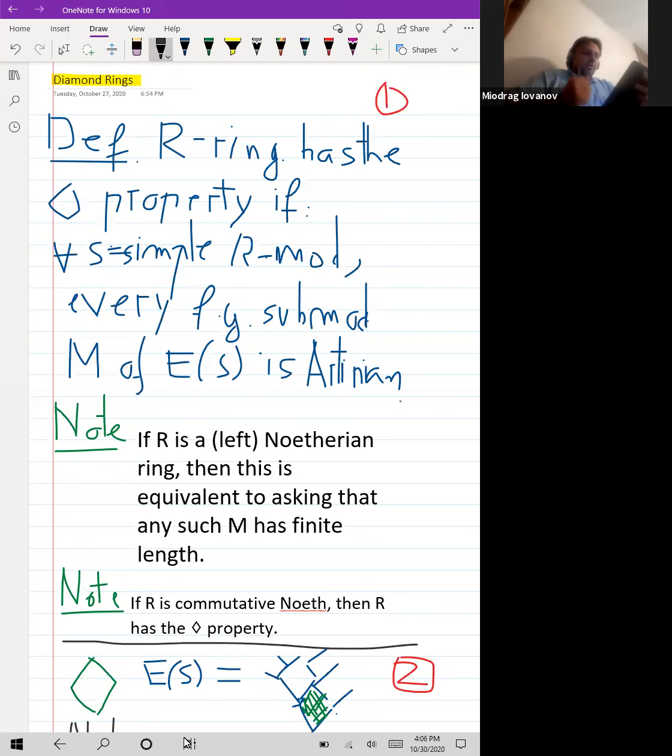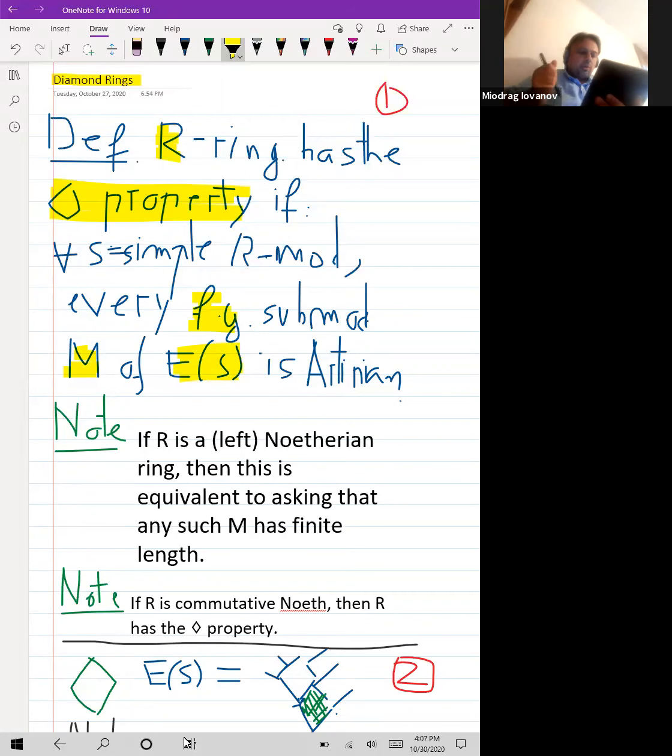towards understanding the generality and what this property means. So I'm just going to start with the definition. I'm taking R to be a ring, and I'm going to say that this ring R has the diamond property. I'm not going to call it a diamond ring because that would be too much throughout this talk. It has the diamond property if for all simple R-modules, let's say left modules, every finitely generated submodule M of the injective hull of the simple module S, so E(S) is the injective hull of S, is Artinian.